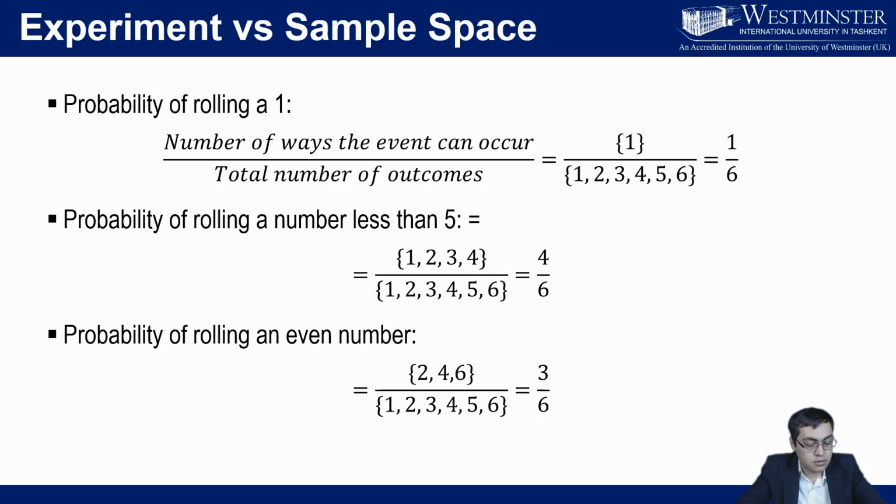Let's look at the second event here. That is rolling a number less than 5. So on a die, we have 4 numbers that are less than 5. That's going to be 1, 2, 3, and 4. Divide by the total number of outcomes, again, which is 6. So in this case, the probability is going to be approximately equal to 67%. Lastly, let's look at, for example, the probability of rolling an even number. We have 3 even numbers divided by the total number of outcomes, which is 6. So in this case, the probability is 50%.